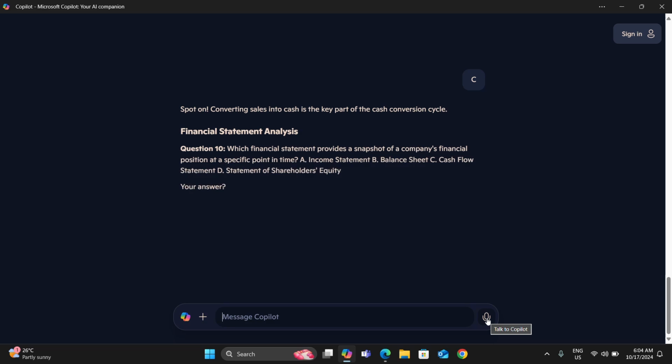Spot on. Converting sales is the key part of cash conversion cycle because that is operating cycle, and then you have to deduct only the payable days if you can still remember. Which financial statement provides a snapshot of the company's financial position at a specific point in time? So if it is financial position, that's letter B, that's balance sheet. Because the new term for balance sheet is statement of financial position. So that's it.